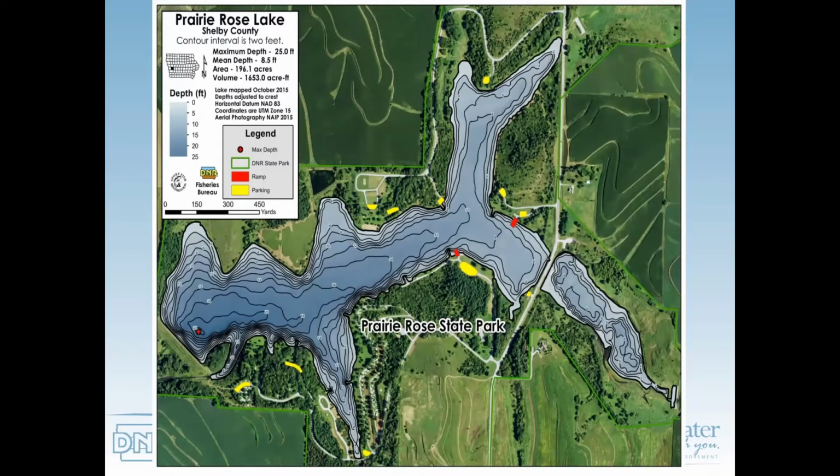You can see that it's highly dissected, or it has several different arms and branches that collect water from various parts of the watershed. Some stats about the lake itself: it has a max depth of 25 feet, an area of almost 200 acres, 196, and then a fun fact, the volume of 1,653 acre feet. If you take that and put all that water into an 80-acre field, you're going to be at over 20 feet of water. So that's quite a bit of water there.